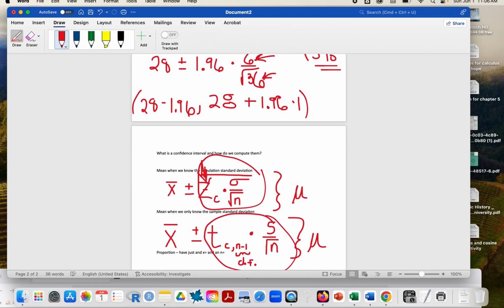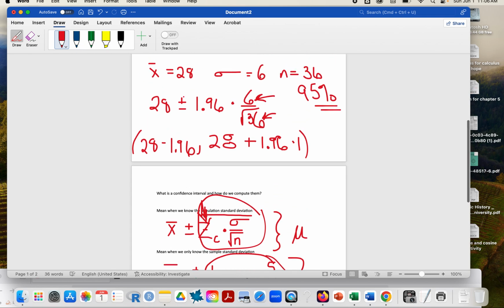All right. Now suppose this changes a little bit and instead of the population standard deviation, we are dealing with the sample standard deviation. Well, there'll be some things that change.